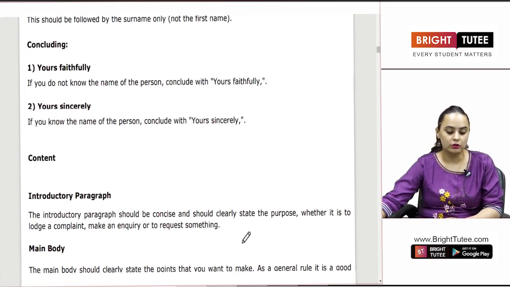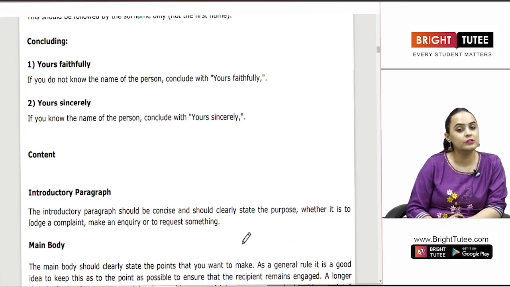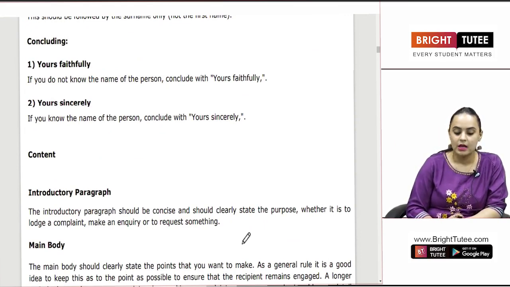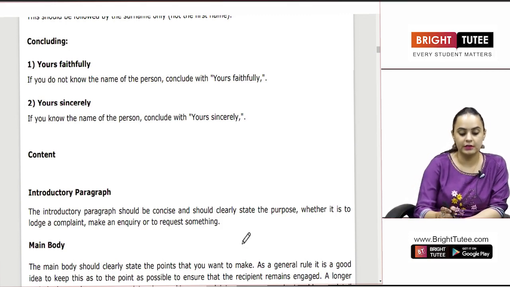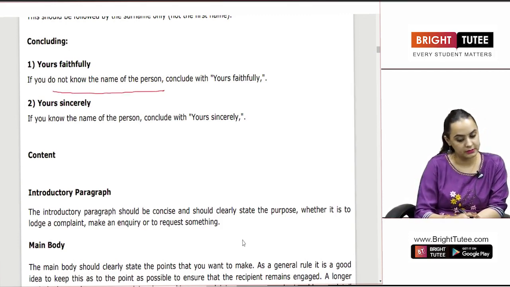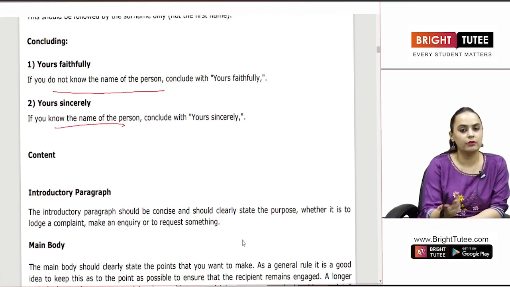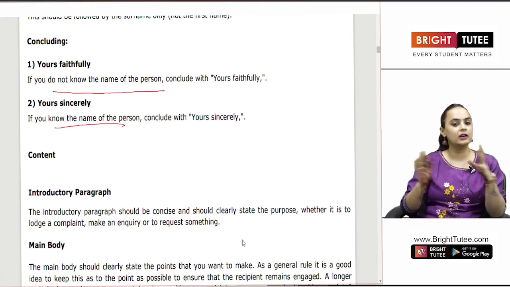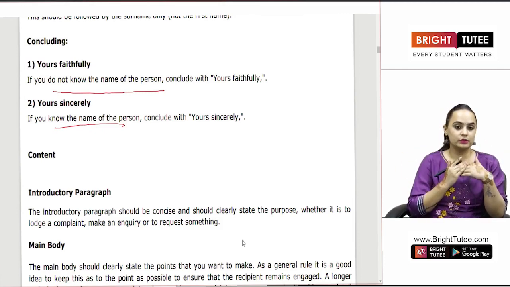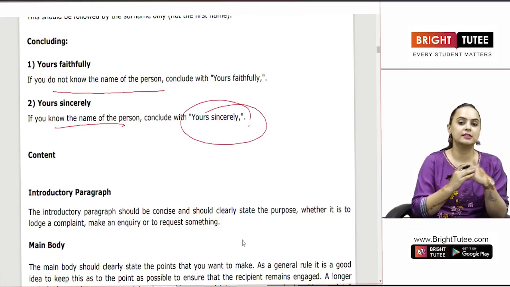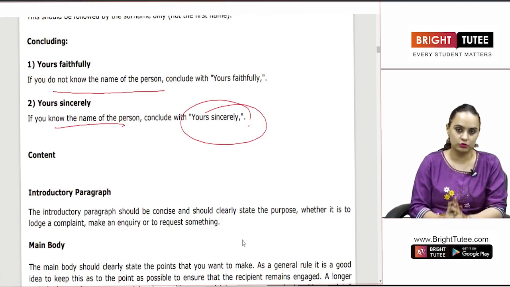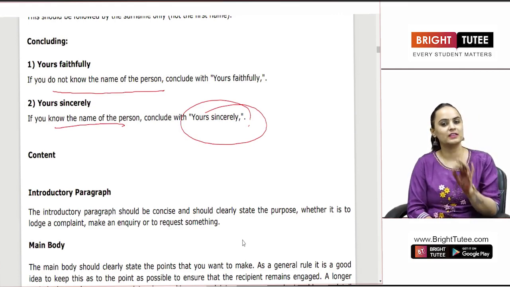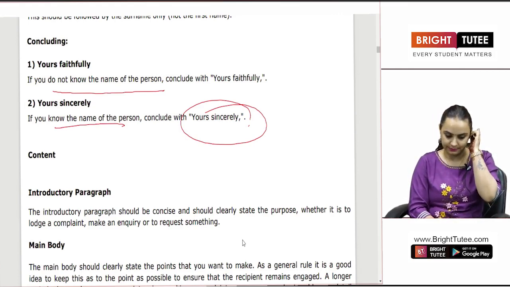Now, when you conclude, you can either use "Yours faithfully" or you can use "Yours sincerely". We use "Yours faithfully" if we do not know the name of the person, and if you know the name of the person, then it's always better to conclude with "Yours sincerely". But either way, I would suggest that using "Yours sincerely" is the safest way out. Whether you know the person or you do not know the person, it's always better to use "Yours sincerely".